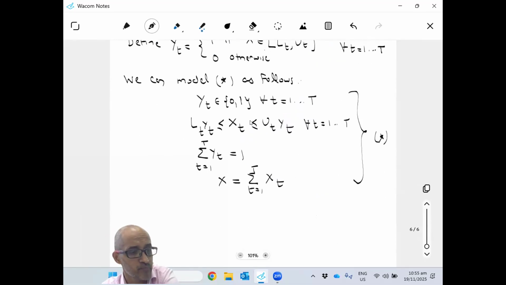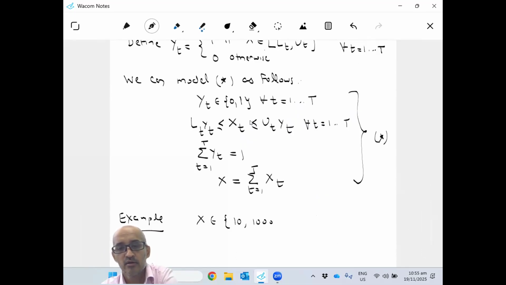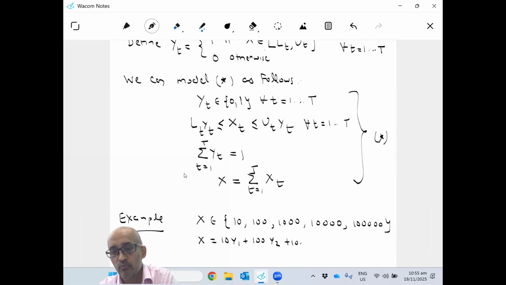So this is a mixed 0-1 LP. For example, suppose I want a decision variable X to take some numbers. Let's say X takes numbers 10, 100. Let's say I've got some variable like this, which takes 5 values. It can only take 5 different values. One way you can model this is very simple. You can simply say X is equal to 10y1 plus 100y2 plus 1000y3 plus 10 to the power 4 y4 plus 10 to the power 5 y5.